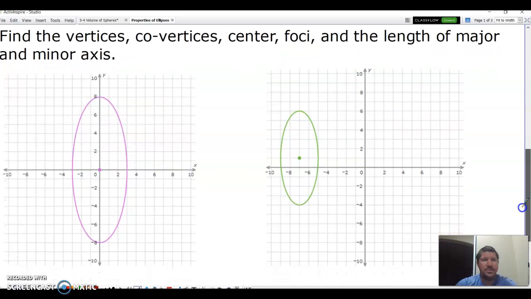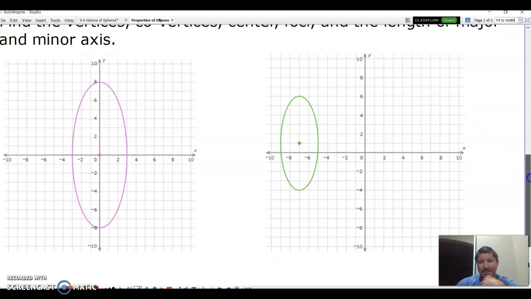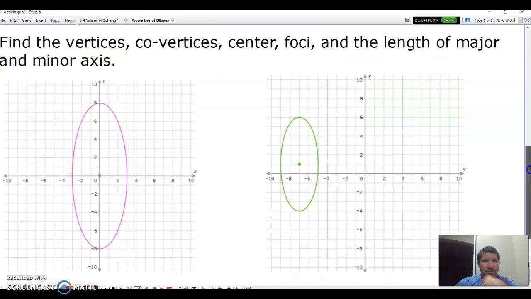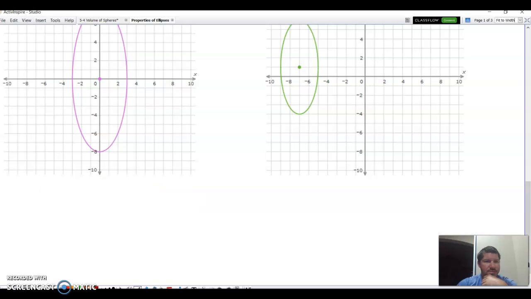Alright, so we're going to start with graphs. So it says find the vertices, co-vertices, center, foci, and the length of the major and minor axis. Alright. So, center is the first thing in this instance that I will find because it's the easiest. So the center is right here. The center is (0, 0). Done.